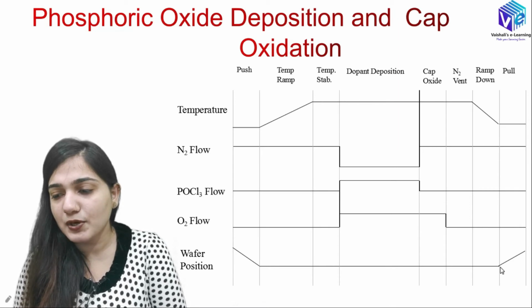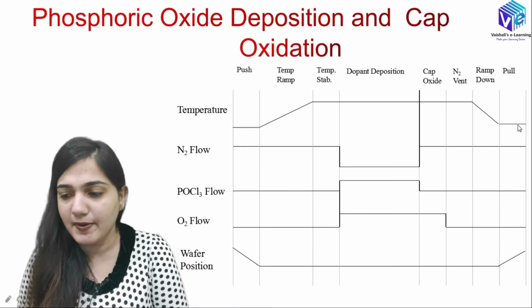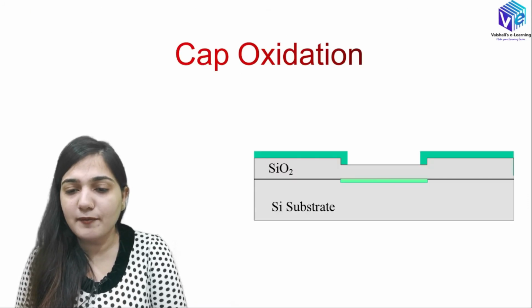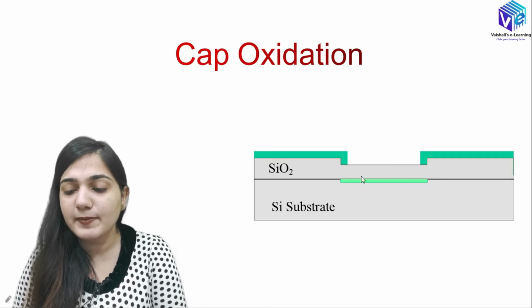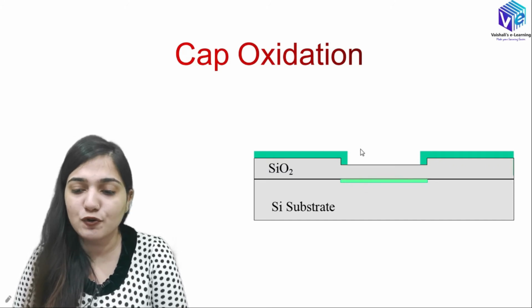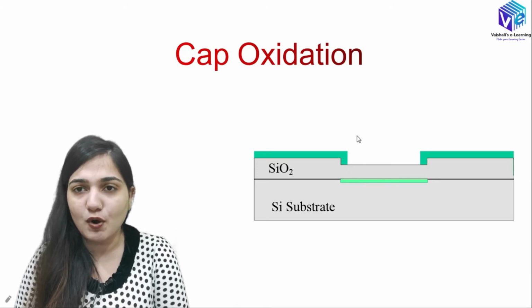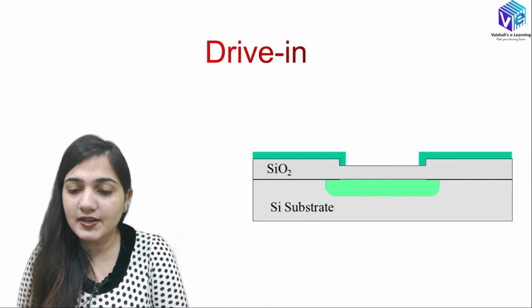Okay, so we are pulling out the wafer here and we are decreasing the temperature. The temperature is now at the minimum level. Okay, so you can see we had already formed the cap oxidation layer. This is the cap oxidation layer, which will be preventing the outward motion of the impurities from the silicon substrate towards the outside environment. Okay, so this is the drive-in step.